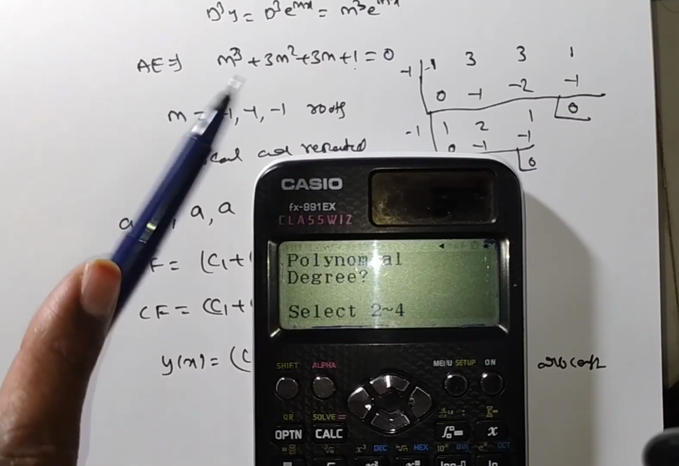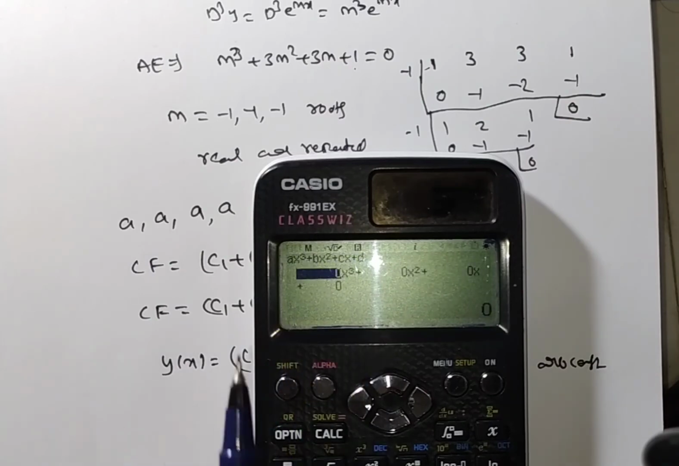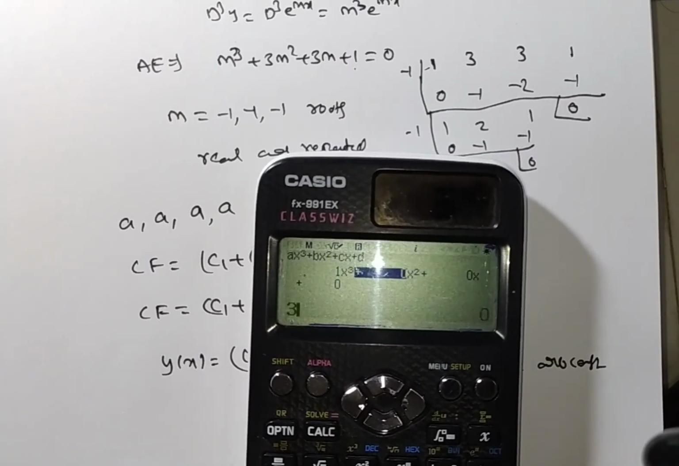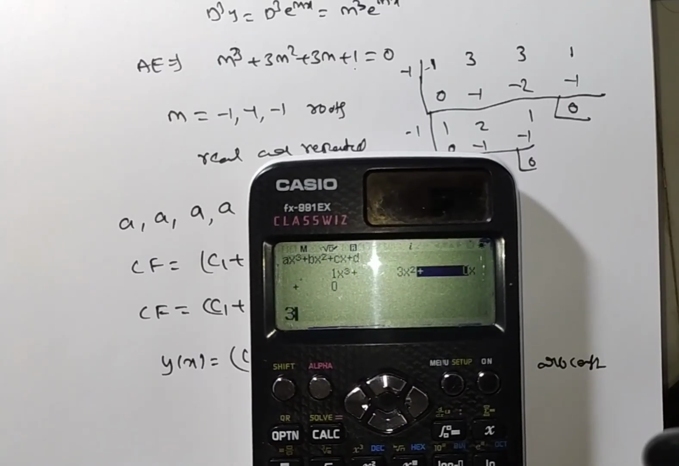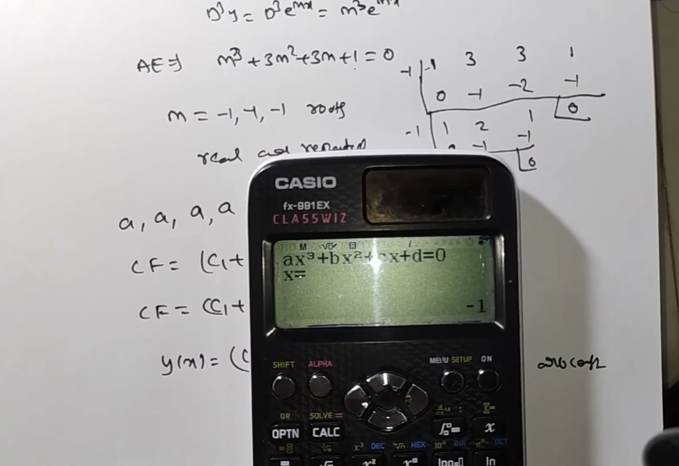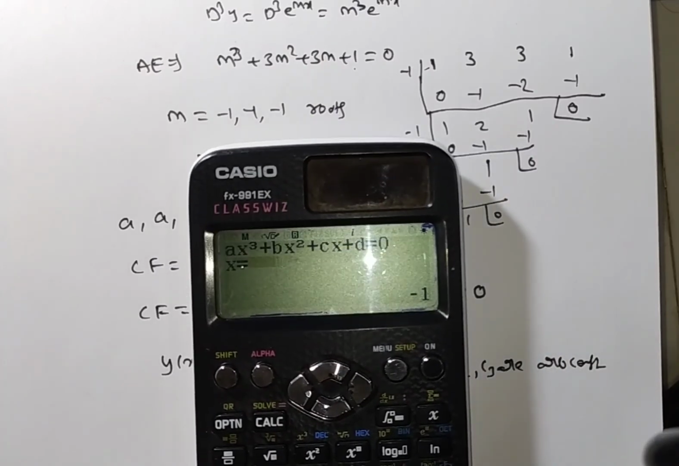Now we are solving the cubic equation. So the degree of the polynomial is 3, so select 3 only. Now here you see 0x cube plus 0x square plus 0x plus 0, and here we have to give the values. The m cube coefficient is 1, next the m square coefficient is 3, next the m coefficient is 3, next the constant is 1. Now you press the equal button, you see what you have, x is equal to minus 1. Again you press, what is happening?